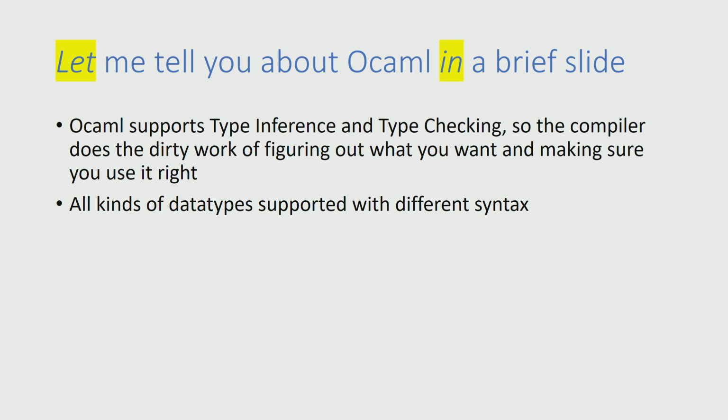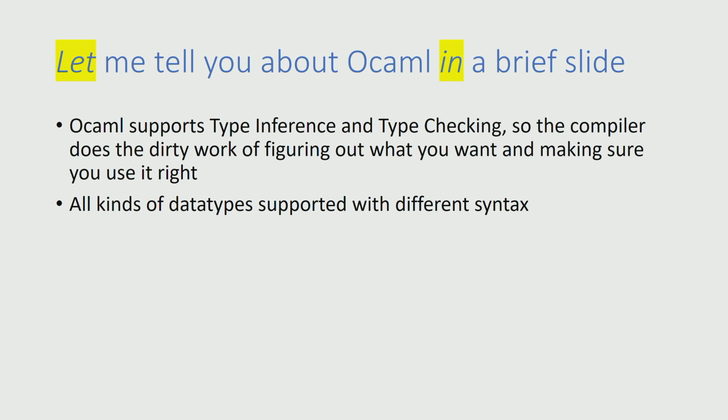So let me tell you about OCaml in a brief slide. OCaml supports type inference and type checking. So the compiler is doing all the dirty work of figuring out what you want and making sure that it's going to be used right. The whole idea of declaring data types like int and string is going to be done by OCaml in the large majority of cases. That's one of the advantages of OCaml: it's pretty smart, it knows what you want and what it needs to execute a function correctly. And all kinds of data types are supported with different syntax, which is one of the really cool things about OCaml.